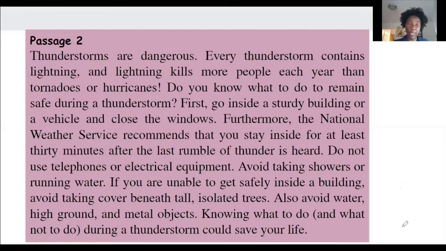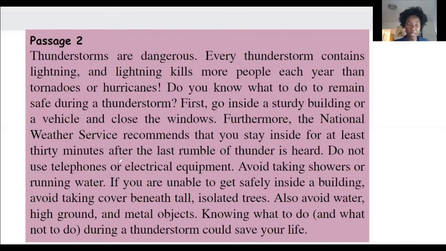Okay, boys and girls, I will now read with you so we can identify our main idea and summarize our supporting details. Thunderstorms are dangerous. Every thunderstorm contains lightning, and lightning kills more people each year than tornadoes or hurricanes. Do you know what to do to remain safe during a thunderstorm? First, go inside a sturdy building or a vehicle and close the windows. Furthermore, the National Weather Service recommends that you stay inside for at least 30 minutes after the last rumble of thunder is heard.